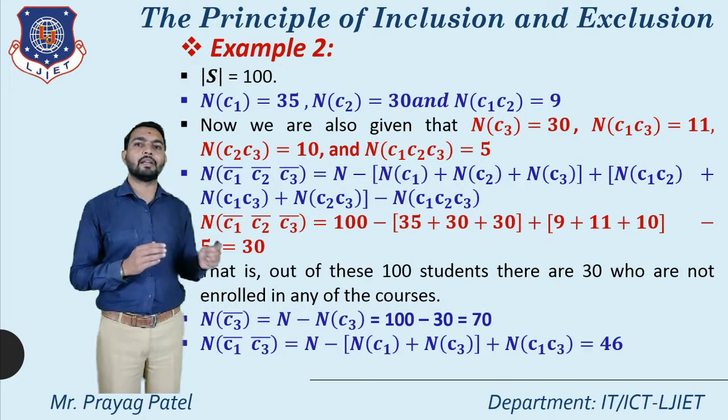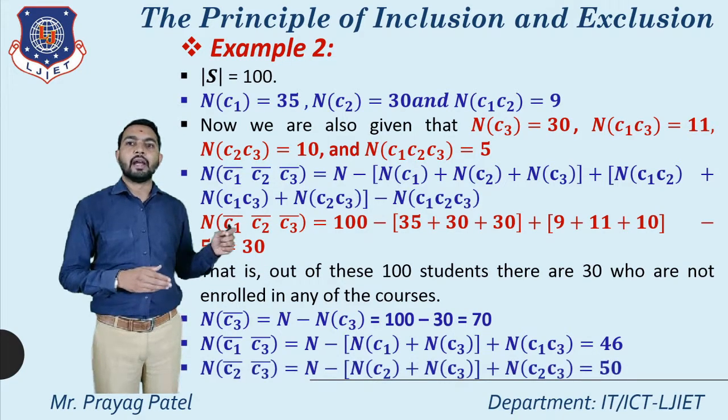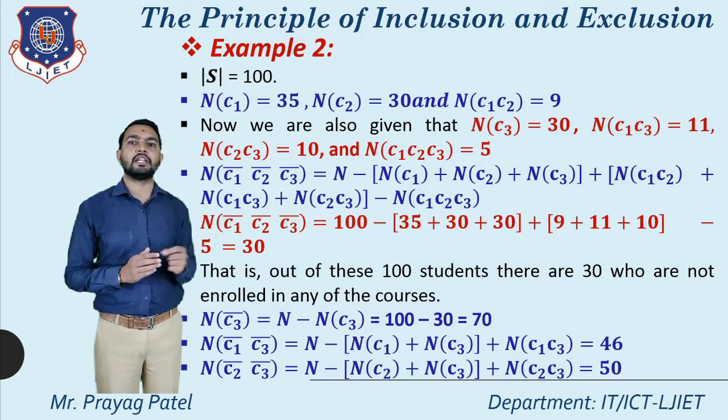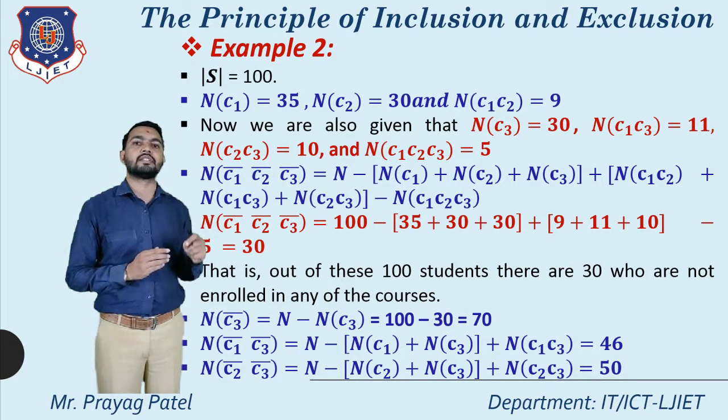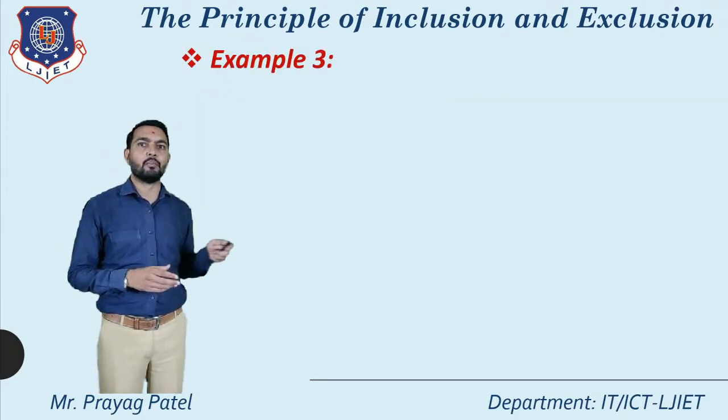So these all are the formulas for finding the value, and the resultant value is equal to 46. And the last one is N(C2' C3'), which is equal to N minus N(C2) plus N(C3) plus N(C2 C3), is equal to 50. So this is example number 2.